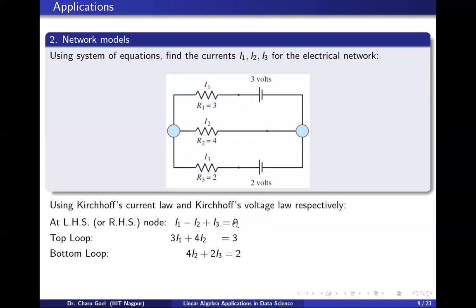Same will be at this right hand side node. Another thing is Kirchhoff's voltage law. So that says the voltage across the loop. Okay, so if we consider the top loop, 3 times I1 plus 4 times I2. So we are considering it in anti-clockwise direction. Okay, so 3I1 plus 4I2 equal to the voltage 3. Similarly, in the bottom loop, 4I2 plus 2I3 equal to 2.